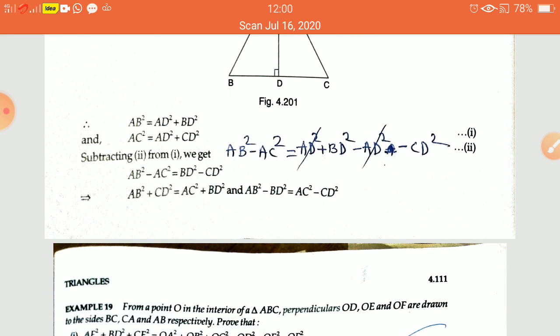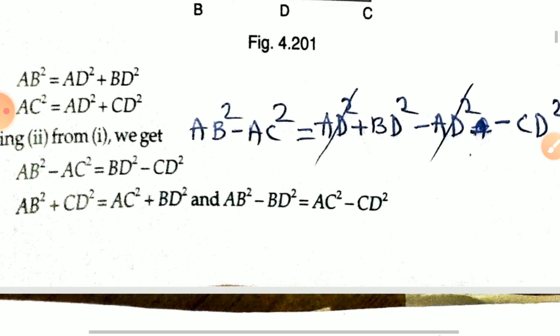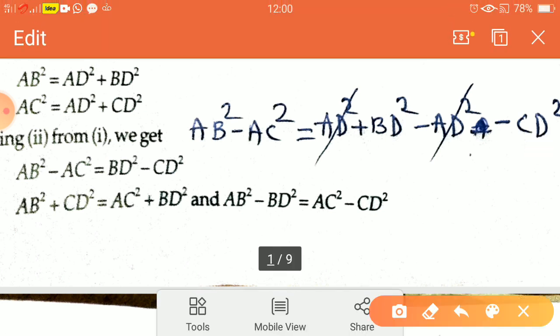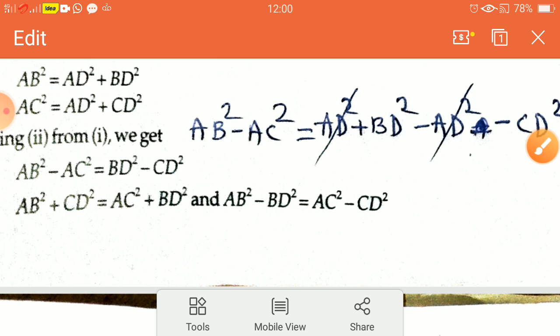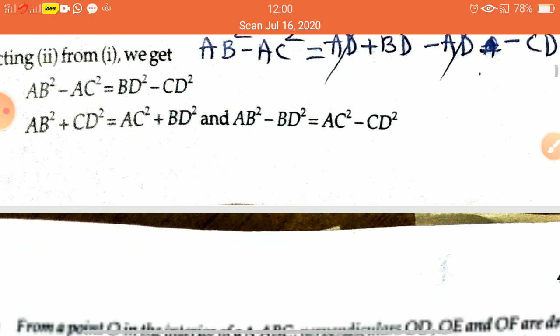Here AB square minus AC square is equal to BD square minus CD square, and here CD square is taken to the left side and AC square is taken to the right, so we will get AB square plus CD square is equal to AC square plus BD square, or here AB square minus BD square is equal to AC square minus CD square. In this way we have solved our second example.